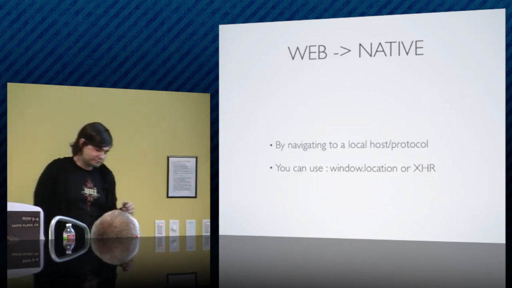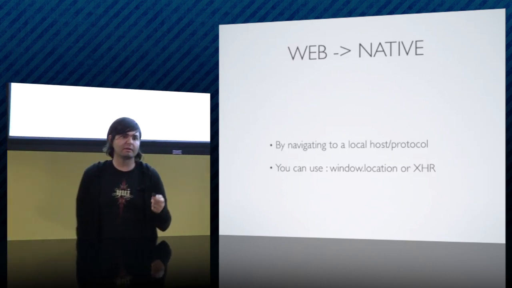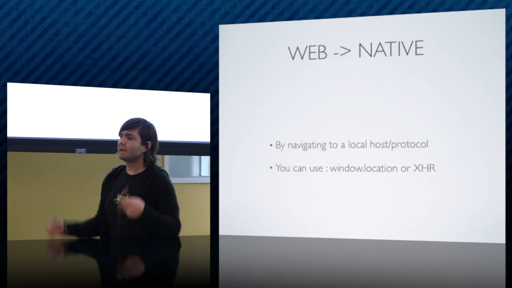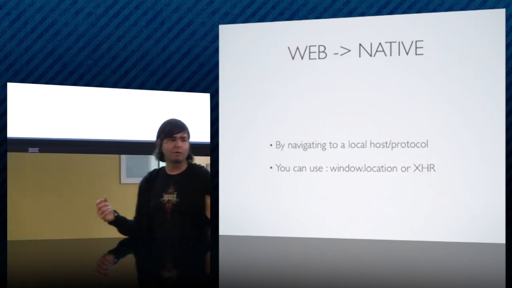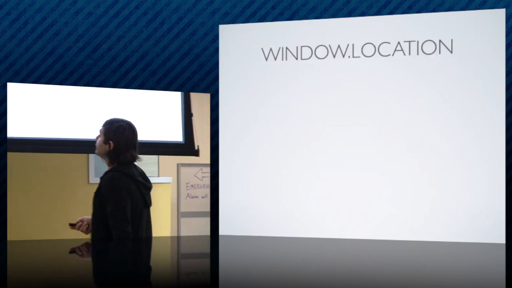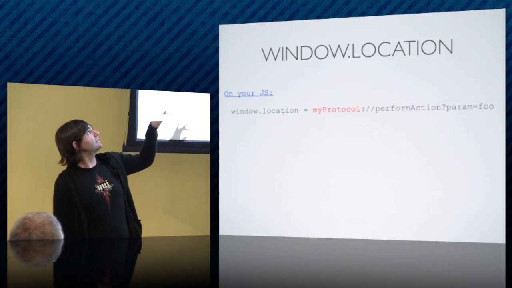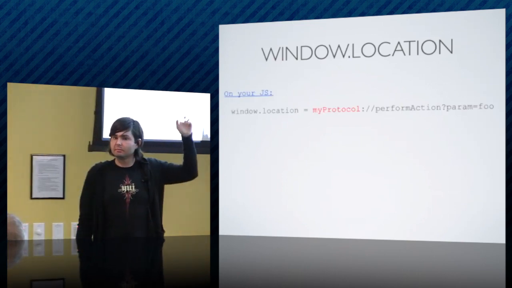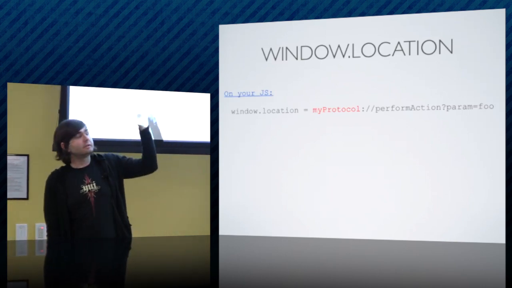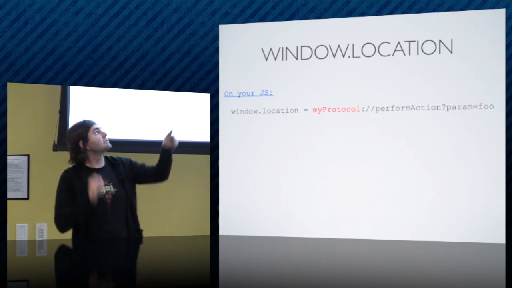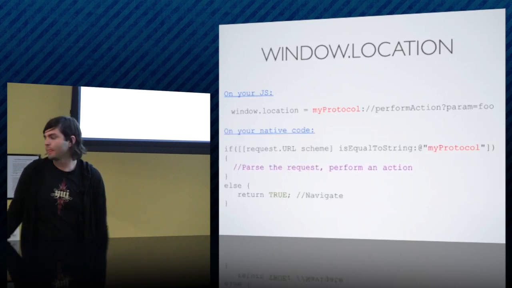From web to native, there's two ways you can do it: via XHR or window location. All you need to do is navigate to a protocol that both the native layer and the web layer agree upon. So using window location, all you need to do is something like this. You specify a protocol, whatever that is, and you pass in a URL. The URL can be anything you want. In this case, I'm just doing something like my action, parameter1 equals foo, or blah, blah, blah.